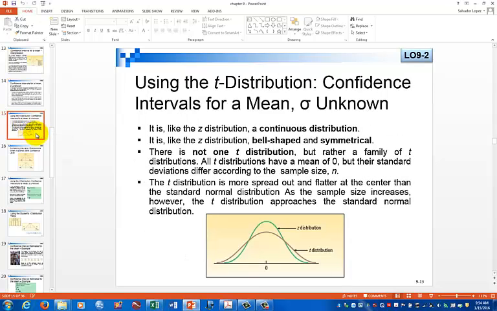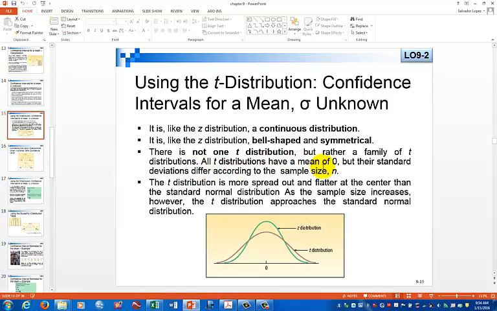When we don't know what sigma is, we use what is called the t-distribution instead of the standard normal distribution to calculate probabilities or to calculate t-values, which are equivalent to the z-values we found before. Like the z-distribution, the t-distribution is continuous, bell-shaped, and symmetrical, and in the middle you have 0.